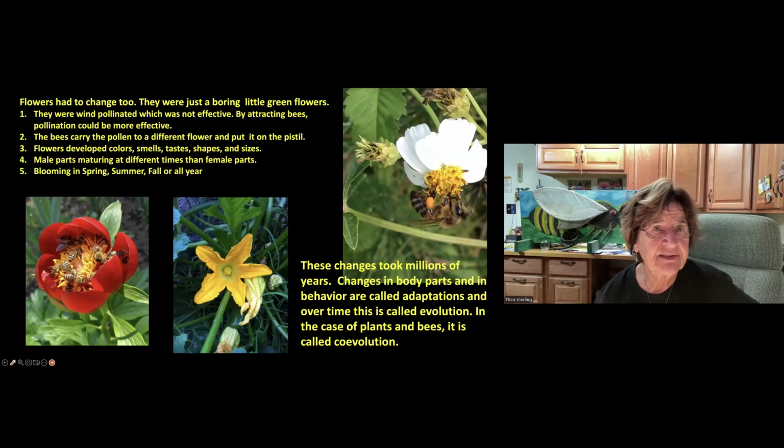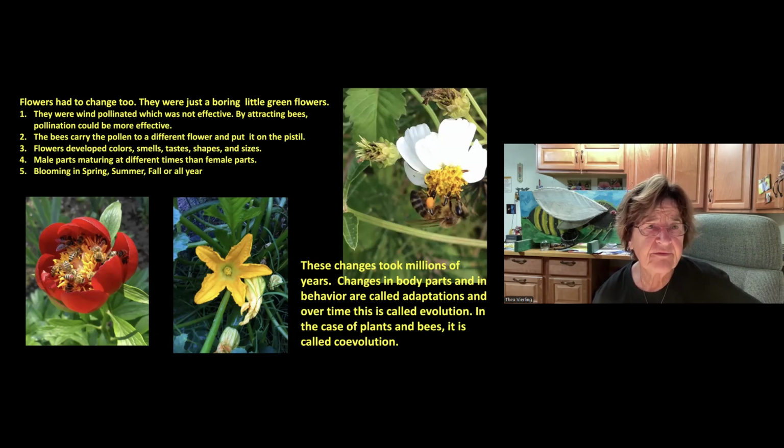And the plants, they also had to change. 130 million years ago, plants didn't have flowers like this that were beautiful. They were really little just green things that no one could see. They looked like the leaves, and they were all wind pollinated. Well, you know, when the wind blows on the pollen, it just blows it everywhere. But plants need to be pollinated by the same kind of flower.